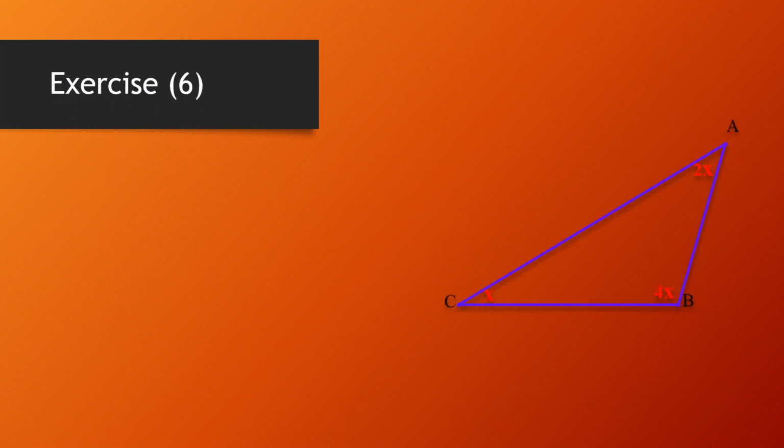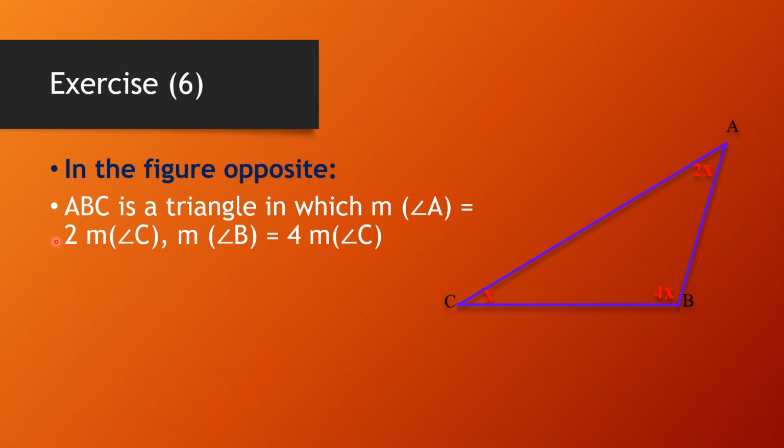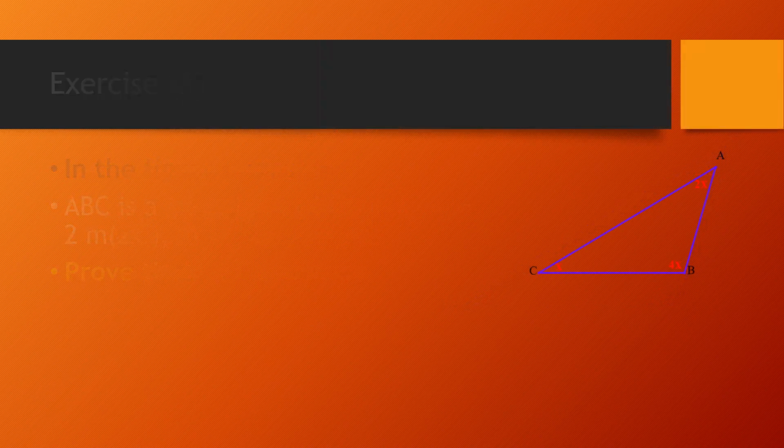Exercise 6. In the opposite figure, ABC is a triangle in which measure angle A equal to measure angle C and measure angle B equal 4 measure angle C. Prove that measure angle B is obtuse. The solution.